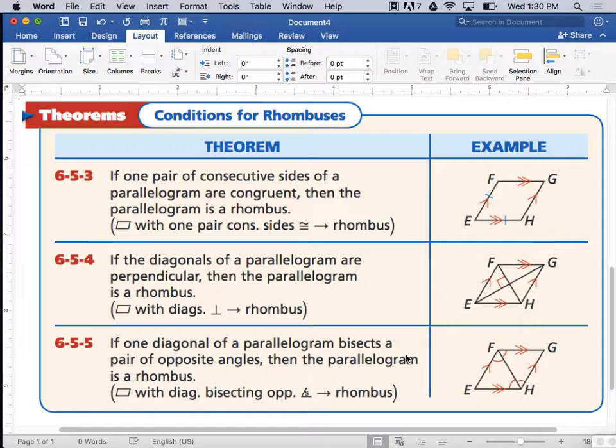One pair of consecutive sides of a parallelogram are congruent, then the parallelogram is a rhombus. Cool. One pair of consecutive sides is congruent, then it's a rhombus. What's a consecutive side? One right after another. It means it's consecutive, right? Like 1, 2, 3, 4, 5, 6. Those are consecutive numbers, right? So consecutive here, one right after another. If consecutive sides are congruent, then the parallelogram is a rhombus. Cool.